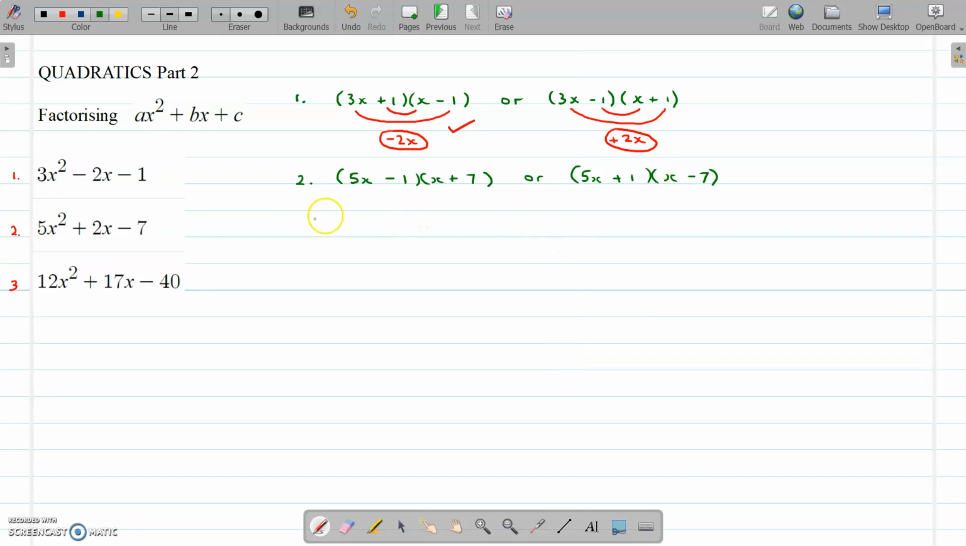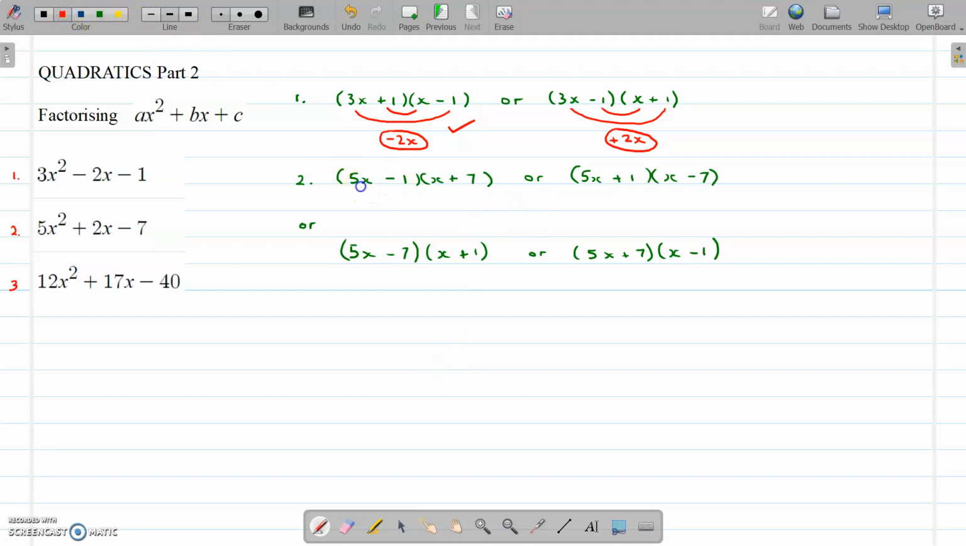But the other possibilities are that it could come from 5x minus 7 times x plus 1, or it could come from 5x plus 7 times x minus 1. I think you can see that those are the 4 possibilities. They would all give us the minus 7 at the end. They would all give us the 5x squared at the start. But what would they give us in the middle term? That's what we're interested in checking.